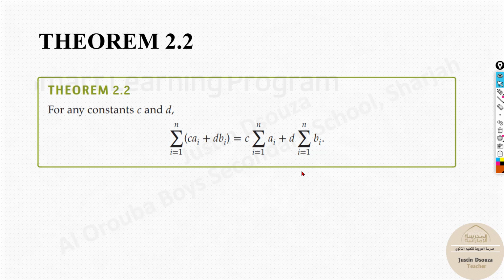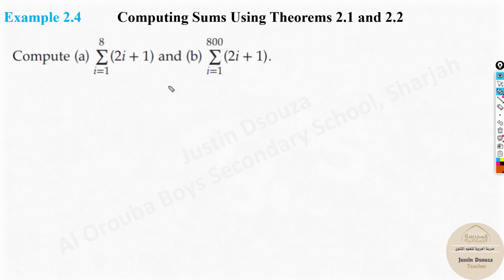We will apply all this knowledge in a problem now. It'll be much easier. Let's do the first one. Here, summation of i starts from 1 till 8 of 2i plus 1. This is a very basic problem. There are two terms over here, this and this, but they are very simple, right?